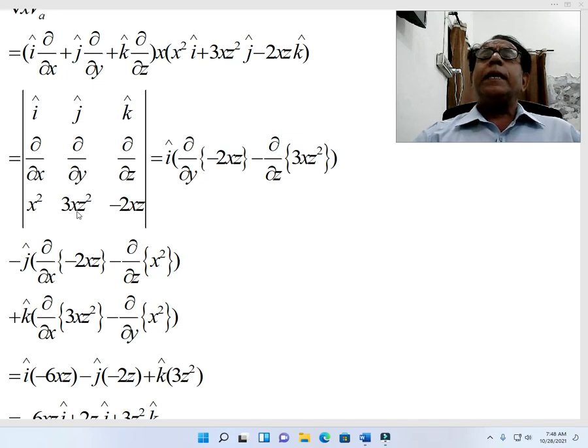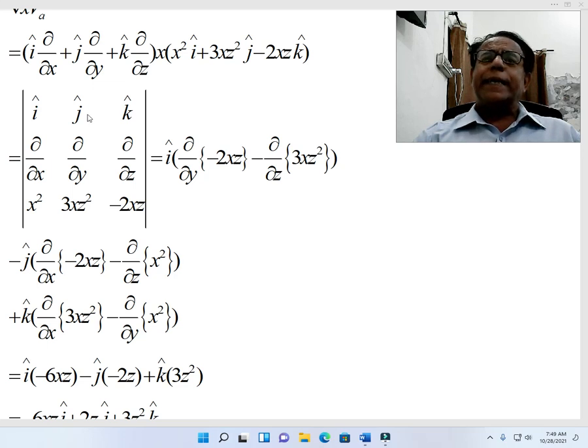Okay, minus j, when we will consider j, second column and first row will vanish, and remaining terms will be taken into consideration.